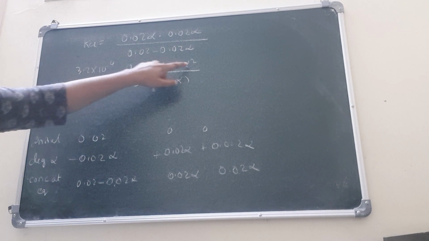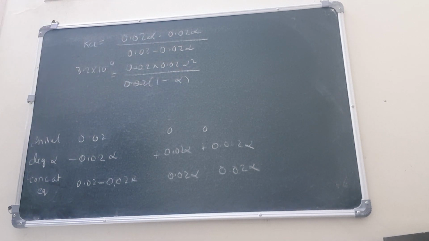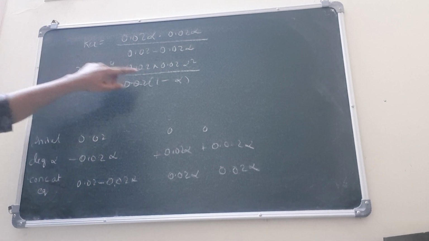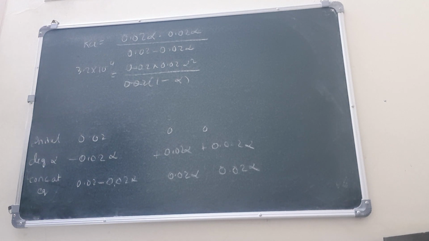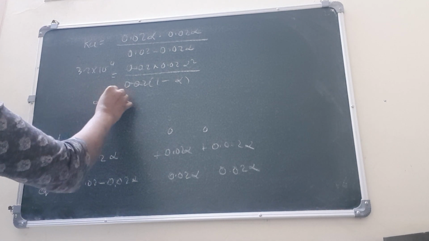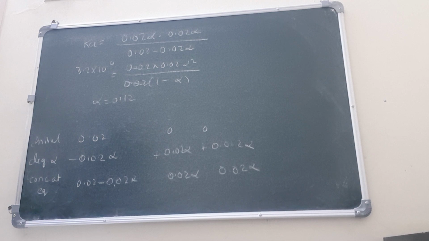And if you cross multiply, you'll get a quadratic in alpha. I'm just writing the same thing that you have. You know how to solve it from here. So this is your alpha square and alpha. I get a quadratic in alpha. If you solve for alpha, you will get alpha as 0.12.